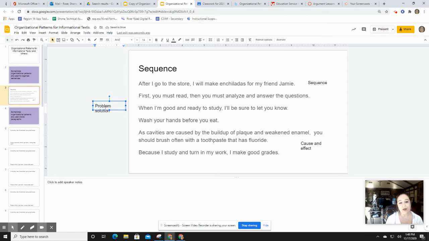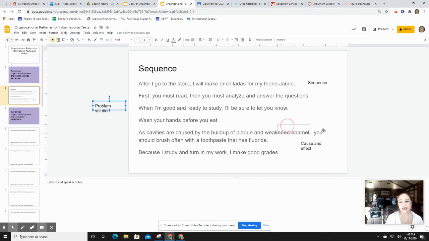Now, we do have a problem and solution event here. Because I study and turn in my work, that is your cause. I make good grades. That's an effect. So we could also see that as a cause and effect structure. But it's also a problem and solution element there. To make good grades, the solution is to study and turn in your work. So I think that those are some really good examples of how you can begin to structure your sentences in a way that you can provide some things with there.